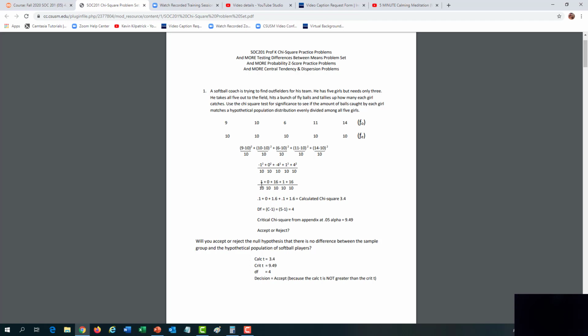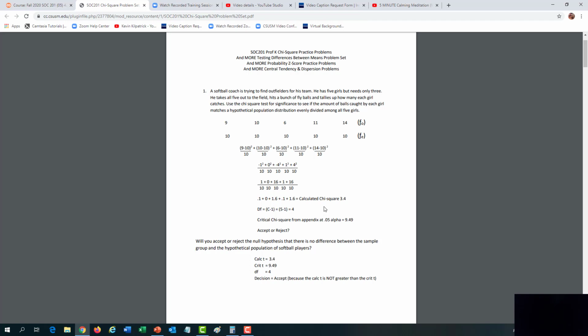If I square -1, I get 1. If I square 0, I get 0. If I square 4 on the very right-hand side, I get 16. So now I need to divide all these individual numbers by 10. So 1 divided by 10 is 0.1. 0 divided by 10 is 0. 16 divided by 10 is 1.6. The next one, 0.1. The next one, again, 1.6. And if I add all these up, I'm going to get a calculated chi-square of 3.4.